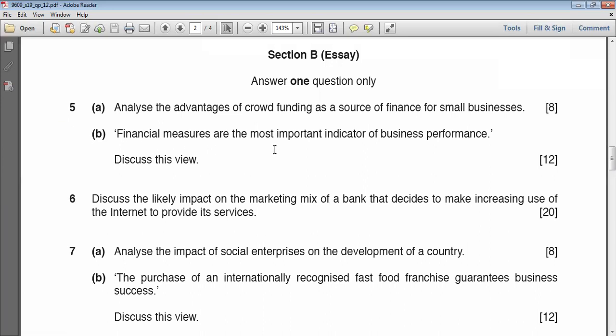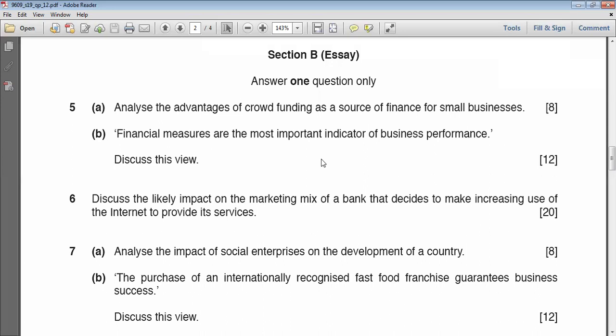Well, question 5B is: financial measures are the most important indicator of business performance. Discuss the view. 12 marks, evaluation. First procedure, always present both sides first. Present first financial measures as the most important indicator, and after that, you make the contrary. You make the however points. You make the on the other hand or however points. You make the other point of view, which states that financial measure is not the most important indicator of business performance.